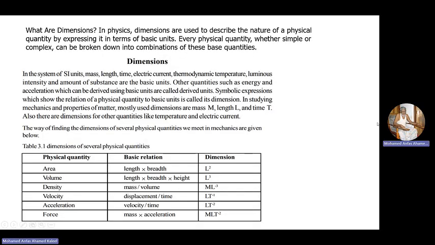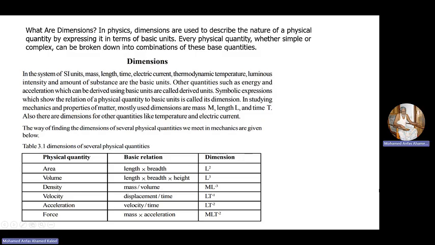Okay, in the last video we stopped at the measurements. We have completed the measurements. In this video, we will continue with dimensions. It's also under Unit 1. It's dimensions. So what are dimensions?